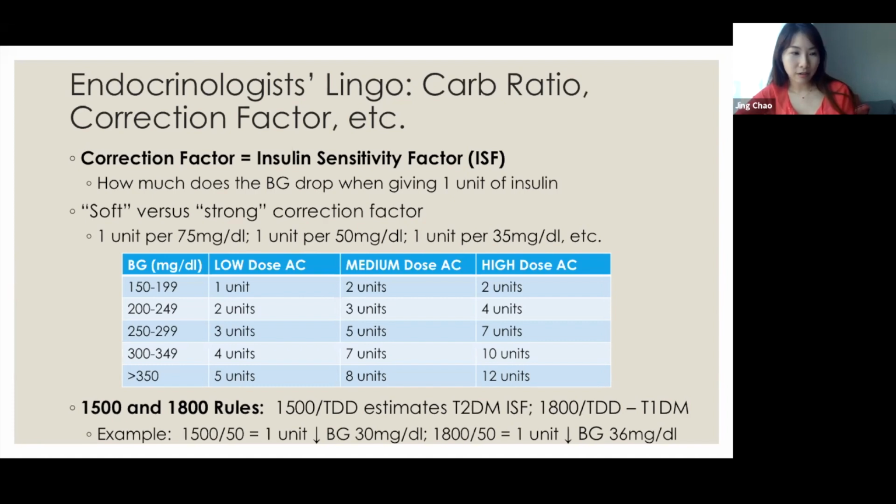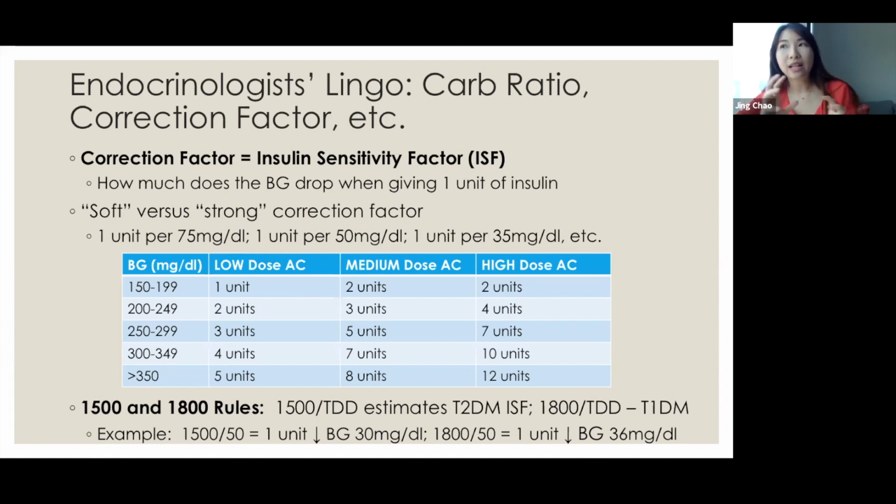Next handy rule to keep in your pocket, the 1500 and 1800 rules. The 1500 rule says that if you have a type 2 patient, you take 1500 divided by the total daily dose of insulin. That can give you a good estimate of the patient's correction factor if patients have type 2 diabetes. If you have a patient with type 1 diabetes, you will do 1800 divided by the total daily dose.